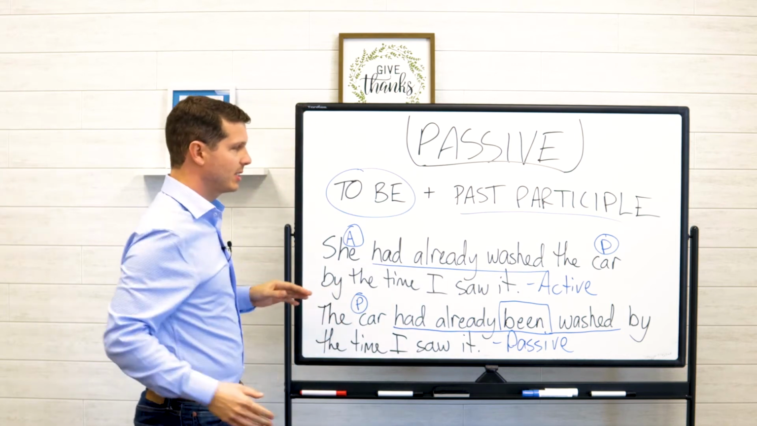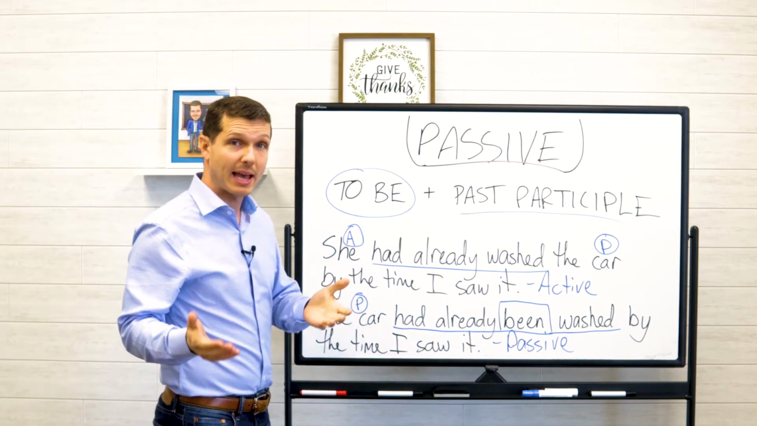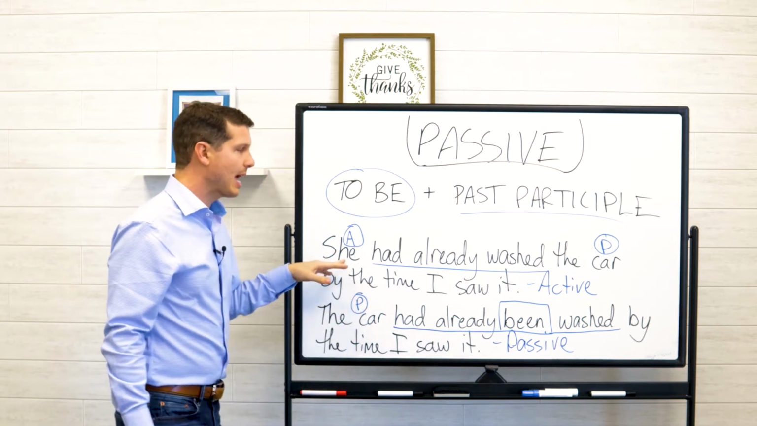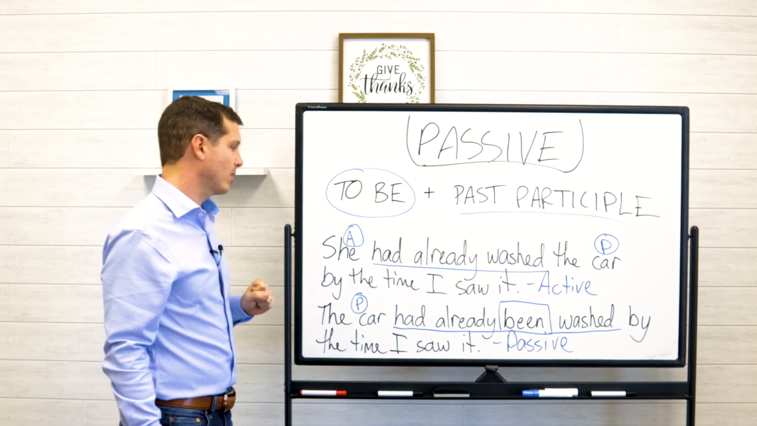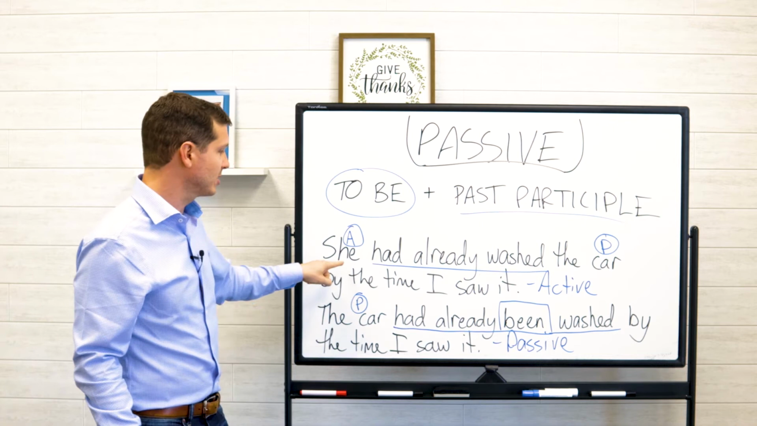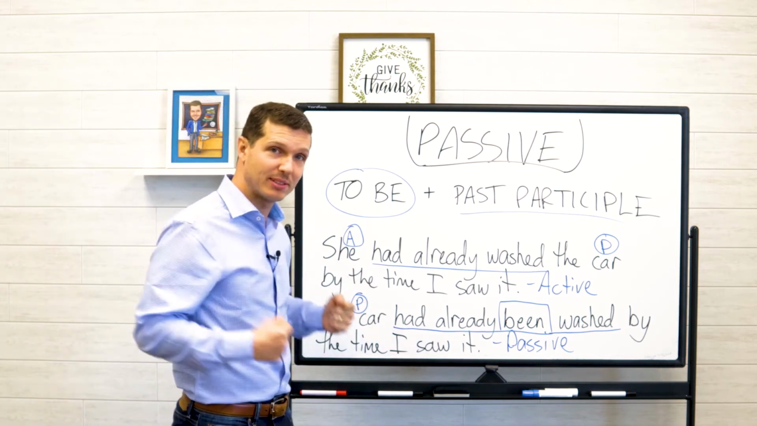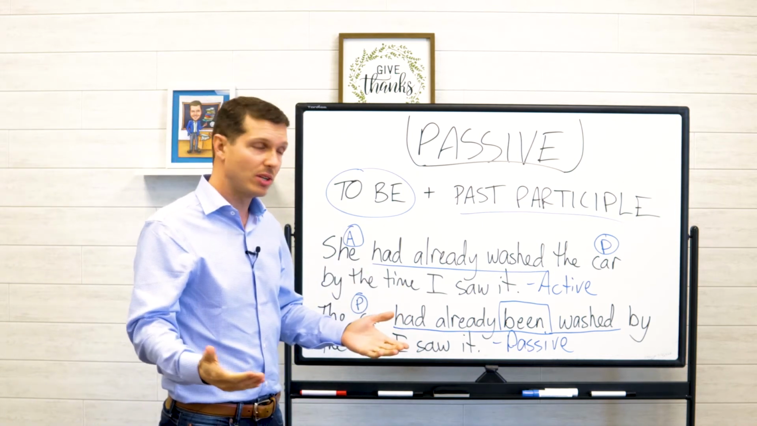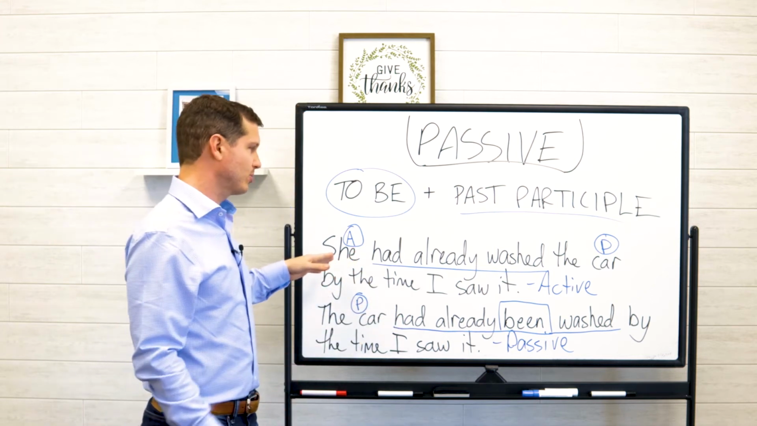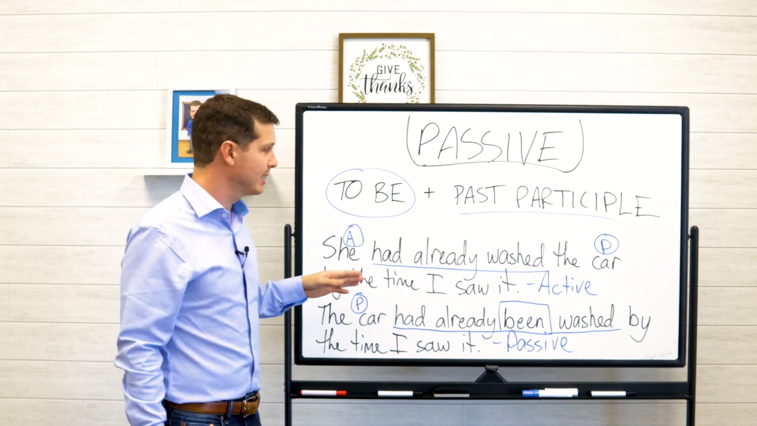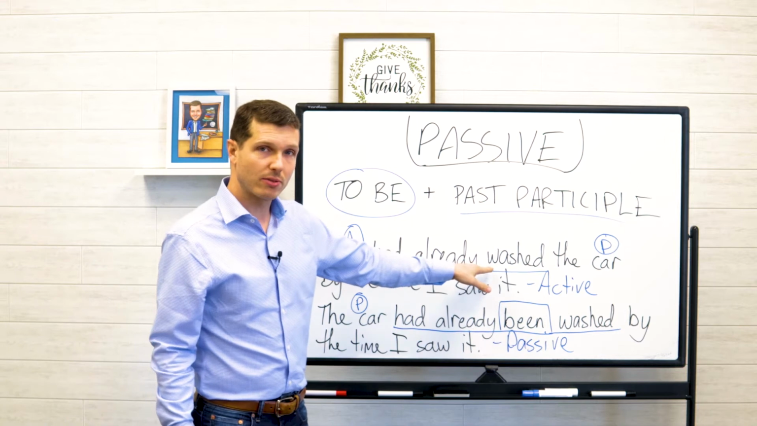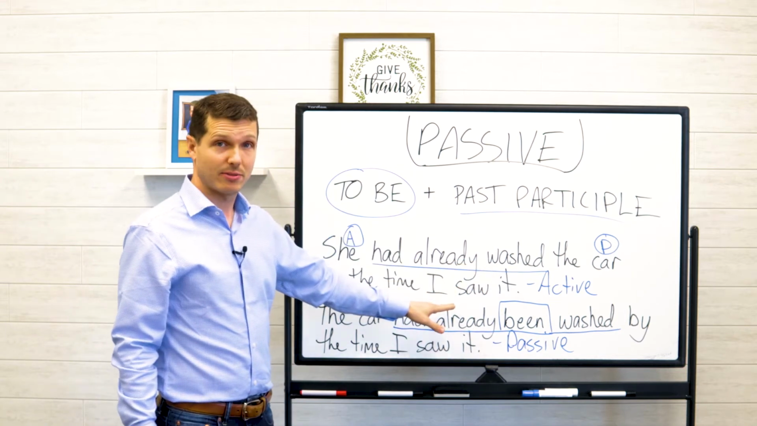Okay? Here's an example of turning a sentence from active to passive. First sentence, she had already washed the car by the time I saw it. So this is active because it's talking about what she actively did. What did she do? She washed the car. Second question is, because we're talking about past perfect, what happened first? Did she wash the car first, or did I see it first?